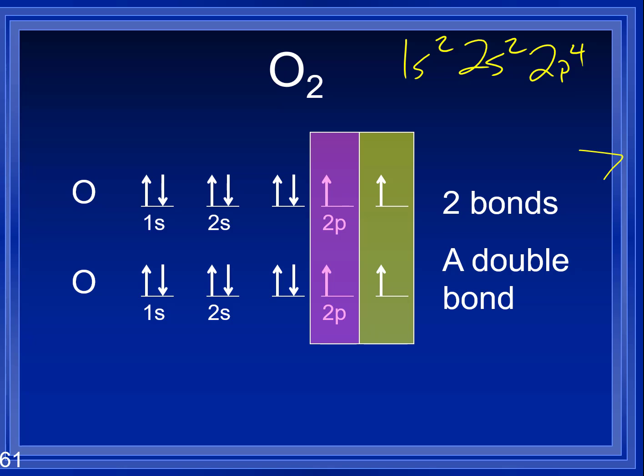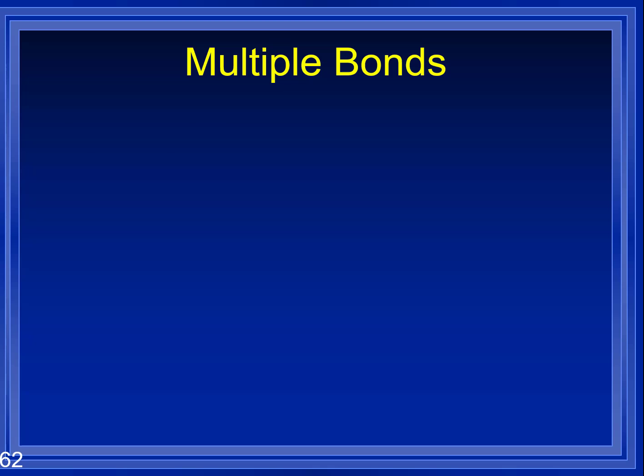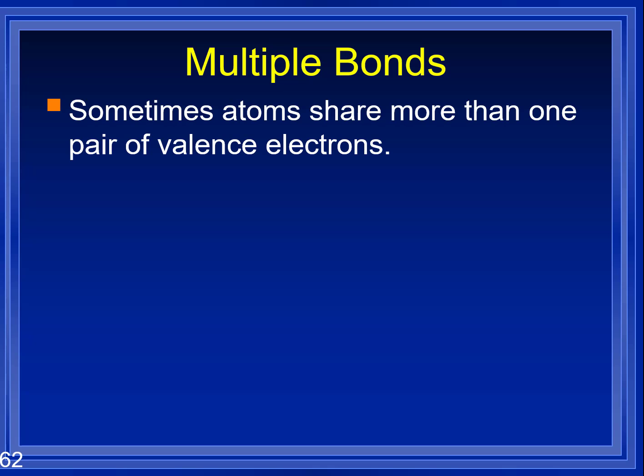Okay, so if I did N2 at 2p3, each one of those would be missing 3, so you'd have to make 3 bonds. Right? One bond isn't enough to make them happy. I got to do 2 bonds. And we call those 2 bonds together a double bond. So there are multiple bonds. A multiple bond is where they share more than one pair of valence electrons.